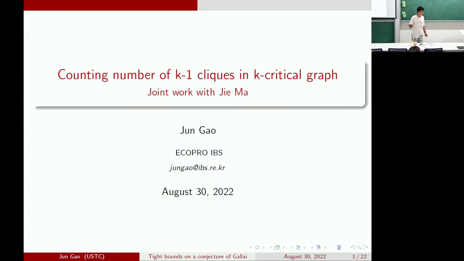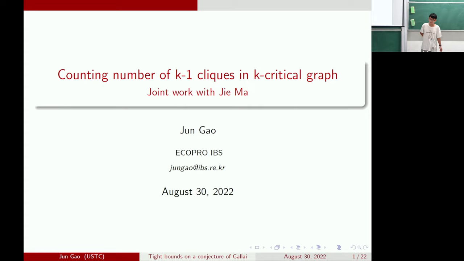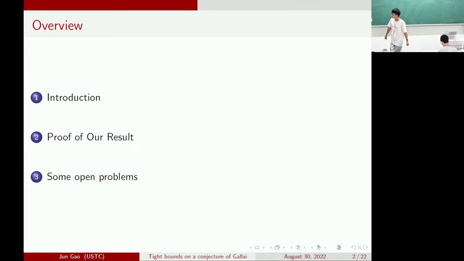Okay, yeah. Let's start. Thank you. My topic is counting the number of k-1 cliques in k-critical graphs. This is joint work with my PhD advisor, Jie Ma. First, I will introduce some background of this problem. Then I will talk about some of my proof and end with some open problems.